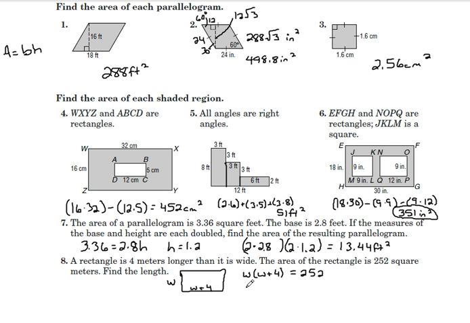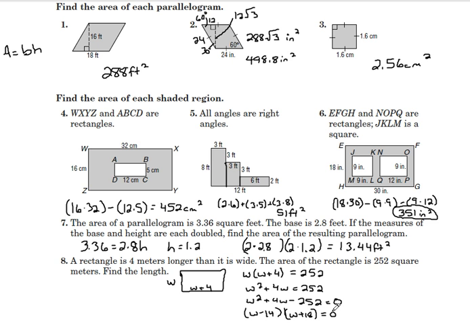We're going to multiply this out to get W squared plus 4W equals 252. I'm going to do this again, but I'm going to subtract 252 from both sides. Set that equal to 0. Okay, now I'm going to factor this quadratic. It does factor into W minus 14 and W plus 18.